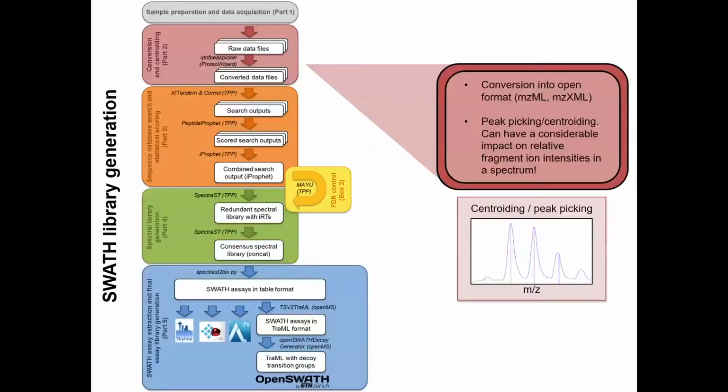So we normally do some conversion into these open formats for searching, but what I'm more interested in pointing out here is that we do some peak picking and centroiding at this stage, because the search engines require a peak list to search against. I would just show one slide to point out that it's worth knowing what your peak picking tool is doing, because sometimes it's doing more than you expect.